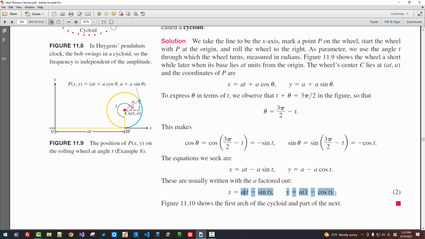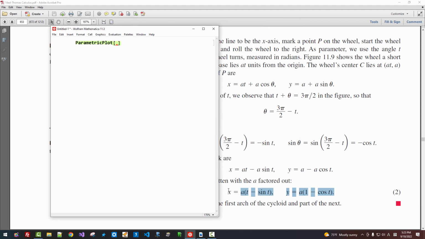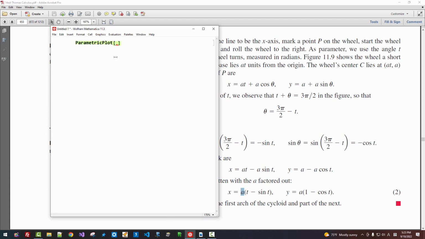We can draw this cycloid using Mathematica. For example, ParametricPlot. These are square brackets. From this parametric equation, I would let a equal 1. Then this is a curly brace. t minus sine t.